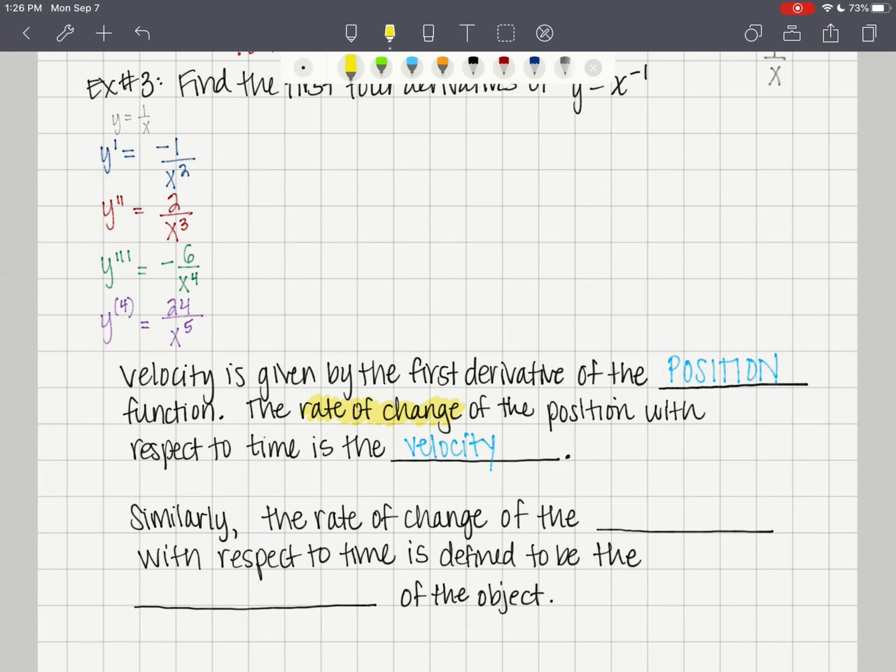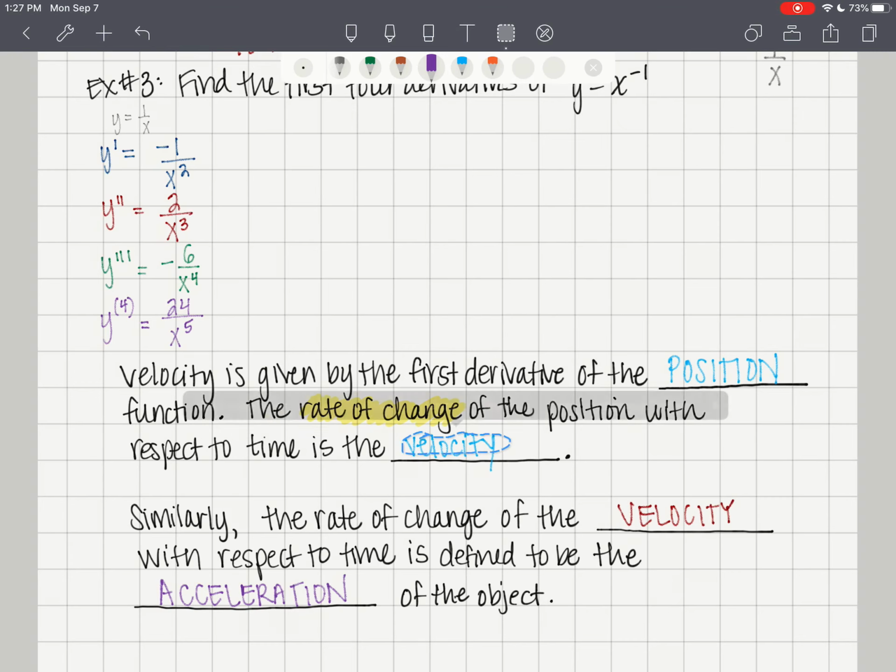So we're talking derivatives. Okay, similarly, the rate of change of the velocity. We've done this one before, but only once. So if you were paying attention, you might get this. The rate of change of the velocity with respect to time is defined to be the acceleration of the object. Acceleration. I think I got that right. Acceleration. You're telling me, but I'm not hearing you right now because you're watching the video.